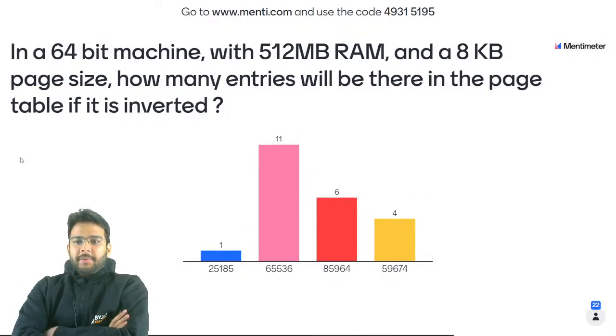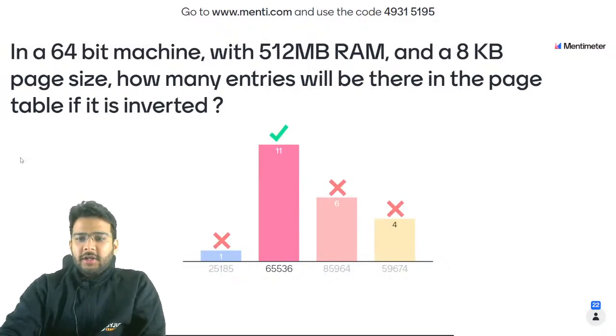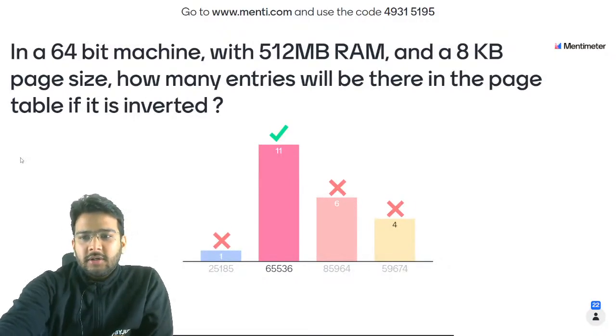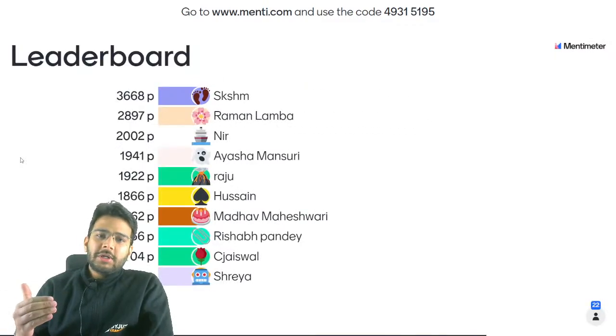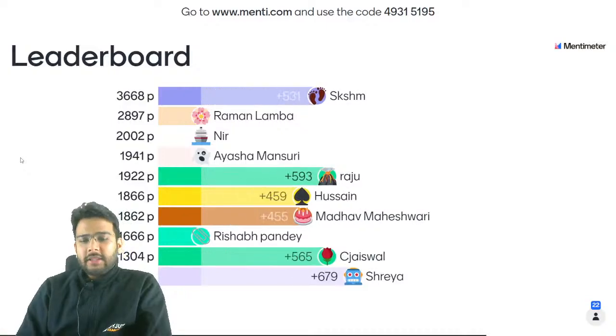Okay, time is up. 11 students have answered this question correctly. That's really good. Let's see the leaderboard now. So basically, the number of entries in an inverted page table will be physical address space divided by the page size.